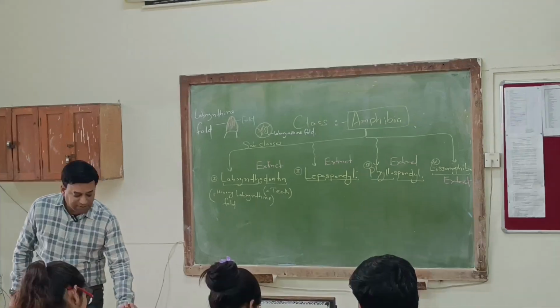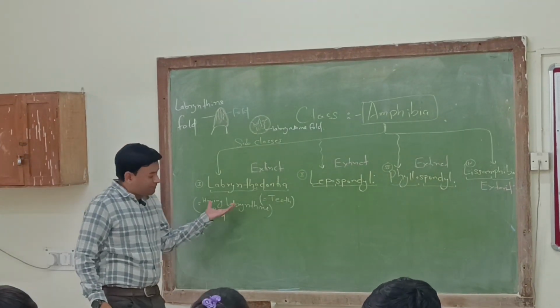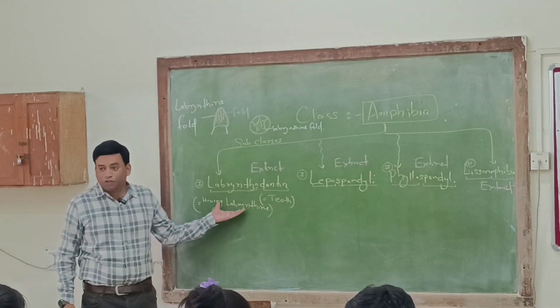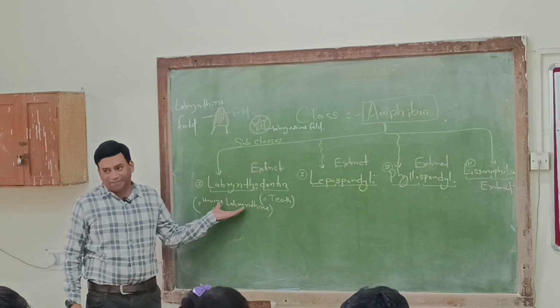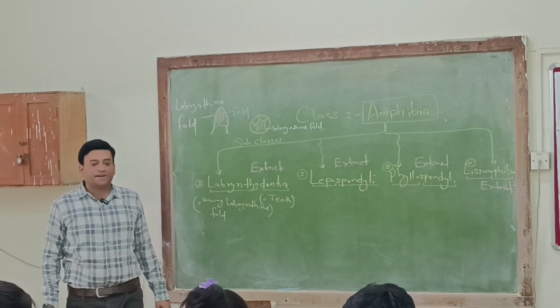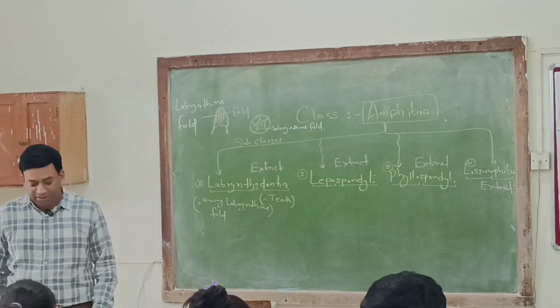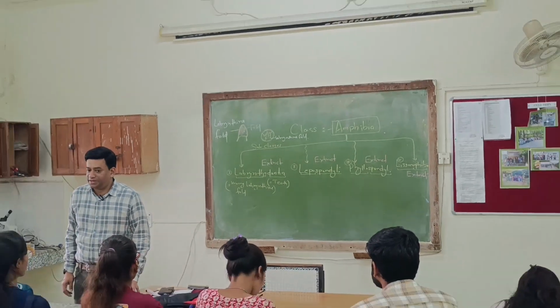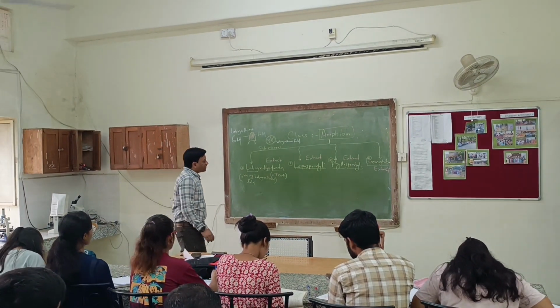So that means all the animals that come under this subclass, they all have labyrinthine teeth. Got my point? That's why they are called labyrinthodontia.